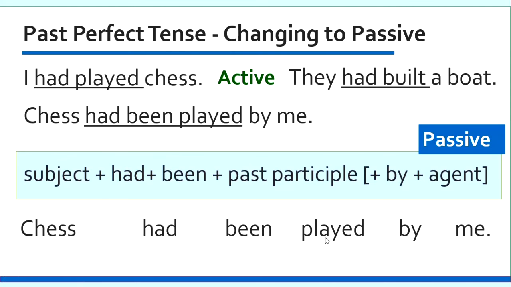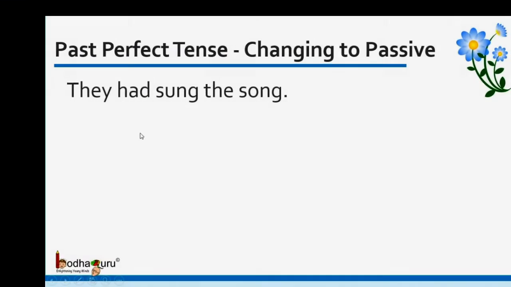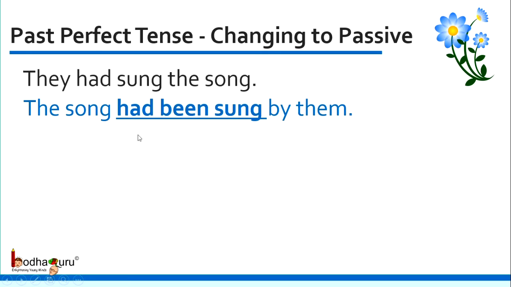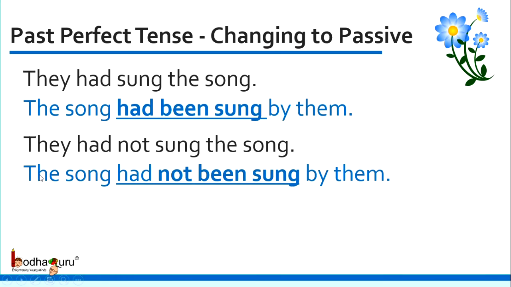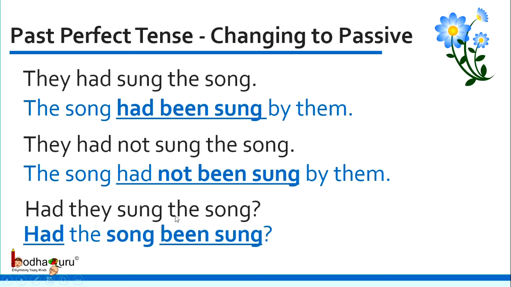Another example, they had built a boat. And how does it get changed? A boat had been built by them. More examples, they had sung the song. This gets changed to the song had been sung by them in passive voice. Next, they had not sung the song. This gets changed to the song had not been sung by them. Lastly, had they sung the song? This gets changed to had the song been sung? We omitted the optional part by them.